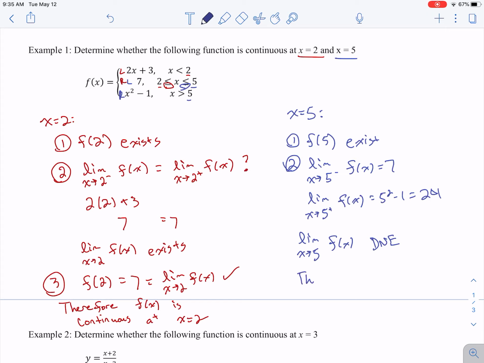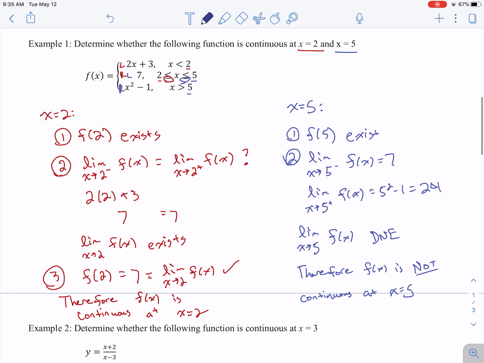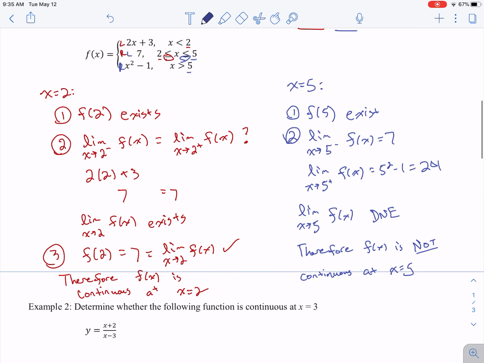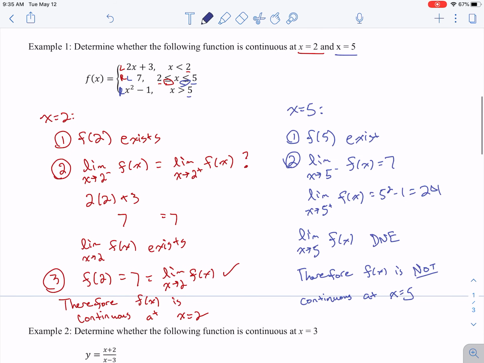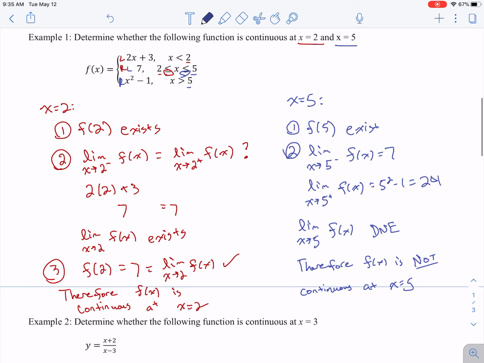So therefore, f of x is not continuous at x equals 5. Okay, you didn't need to show 1. If you just knew it was not going to be continuous, you could have just showed step 2 and then been golden. So whenever we need to determine something is continuous, you have to show all these steps.